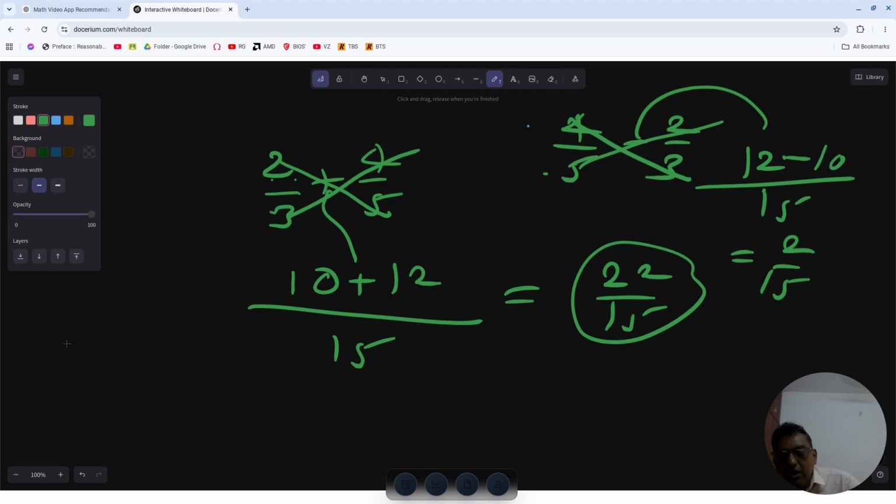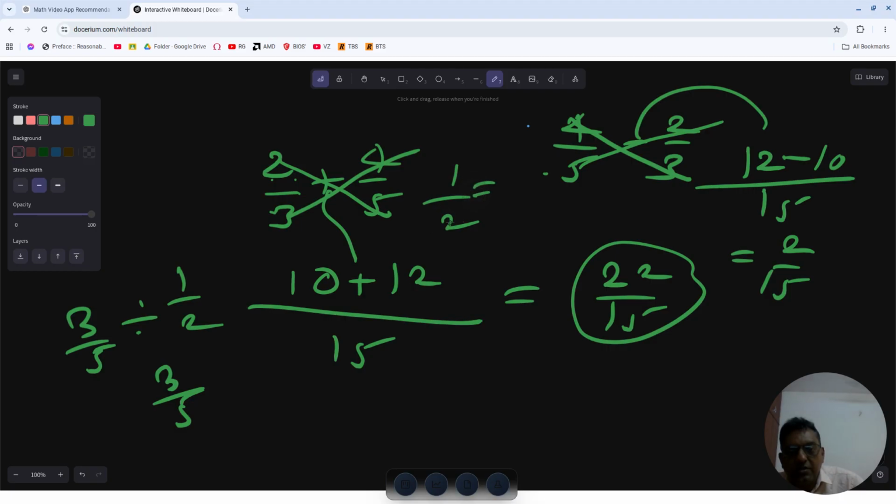Now, how to divide a fraction? For example, you want to divide 3 by 5 divided by 1 by 2. So in this case, you cannot add, subtract, or do anything. You have to simply take the reciprocal of 1 by 2. What is the reciprocal of a number? For example, you have 1 by 2. Then the reciprocal of this number is 2 goes above there and 1 goes below. So 2 by 1. That means 2. So reciprocal of half is 2.